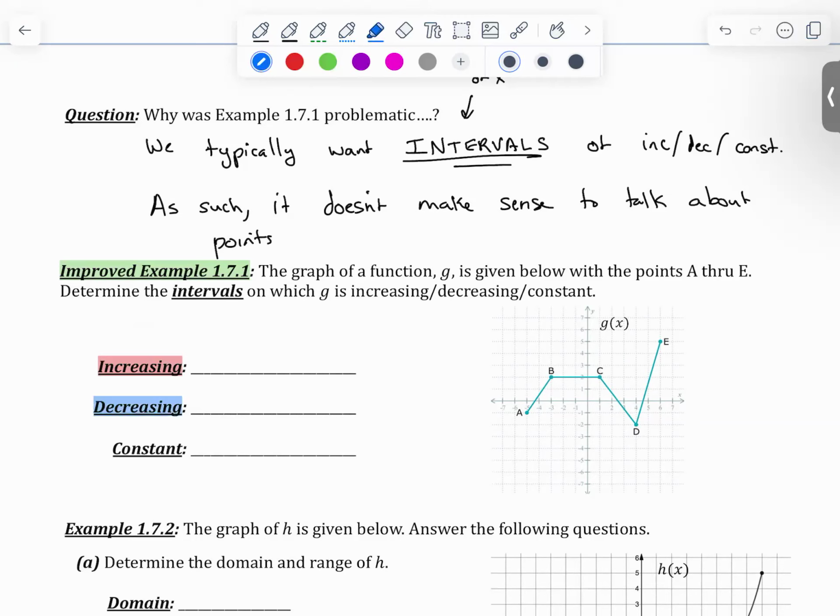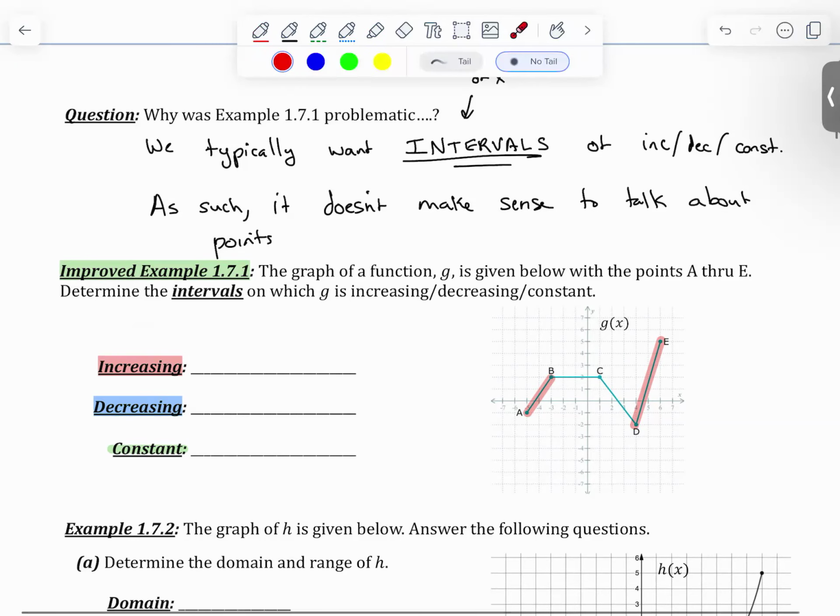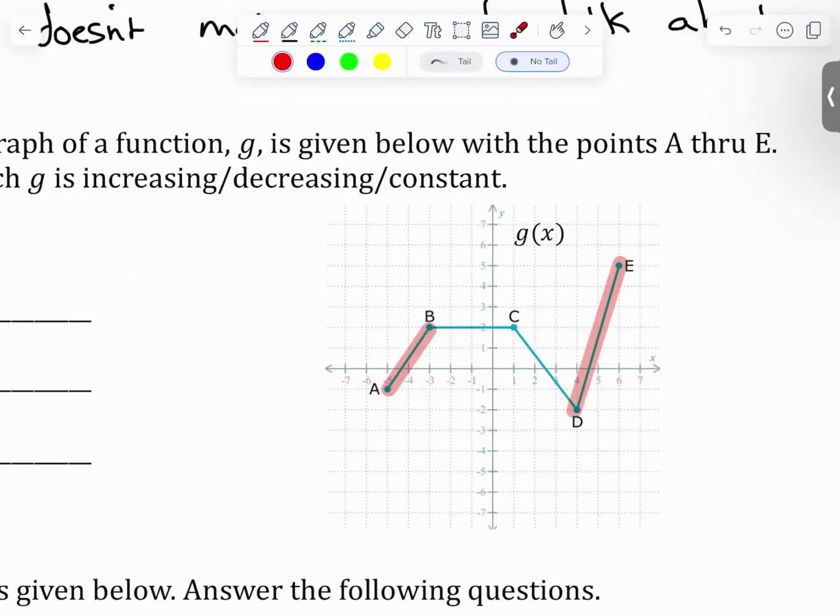Decreasing sounds like a blue concept, and constant sounds like a green concept. So I'm going to highlight all the places where the function's walking up a hill. We've already done this, but that's going to be from A to B and from D to E. So it should be increasing, if you look at the graph, now I've kind of hidden it, on the x values from -5 to -3. Those are the x values on which your function is increasing, and then from 4 to 6.